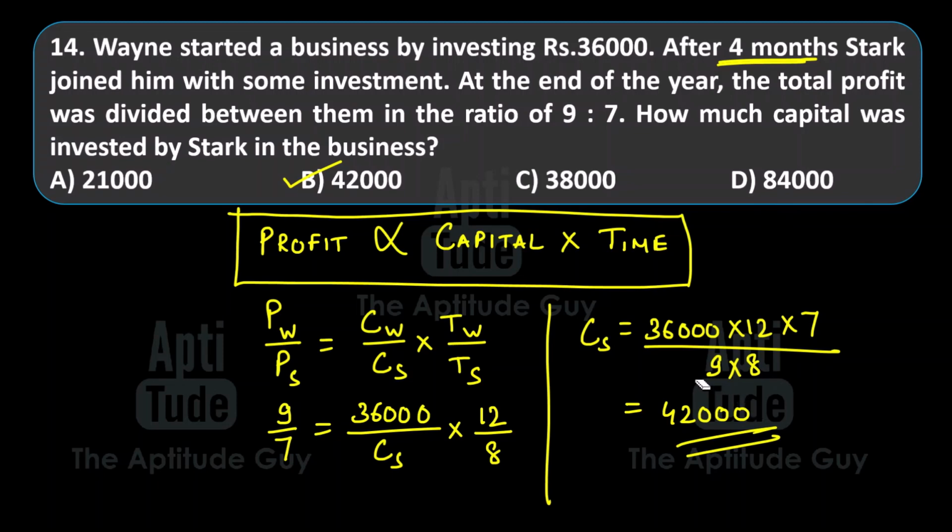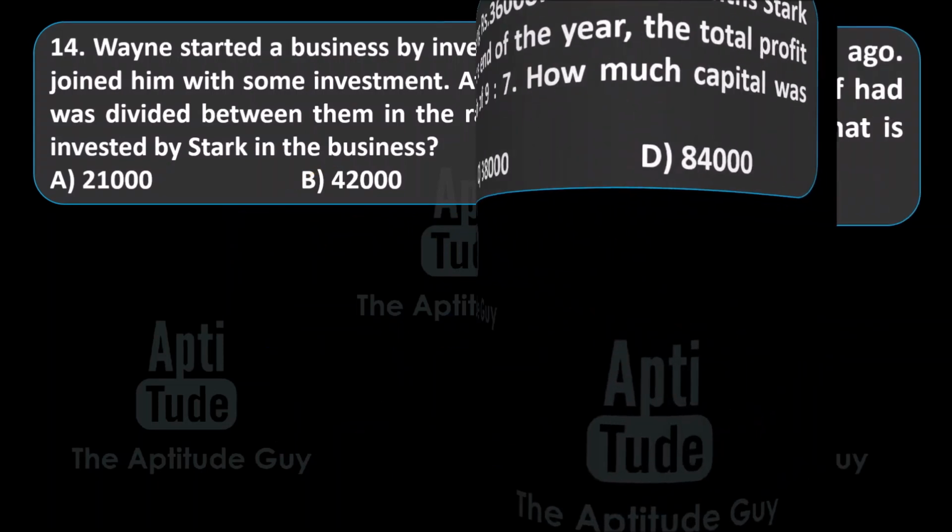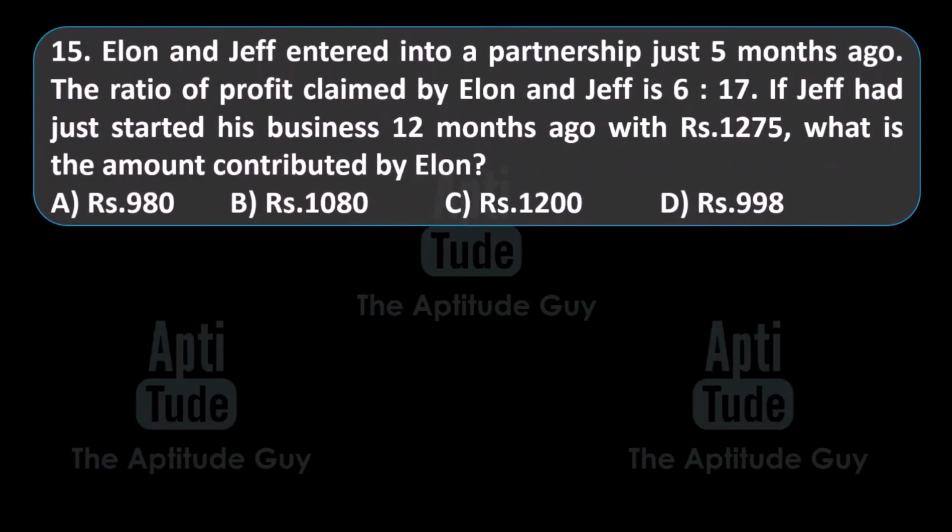Okay? Very simple stuff. Profit, capital, time. That's all. Any doubts here? Definitely drop them in the comments. And if you understood the whole thing, you will definitely be able to solve the next question. Pause the video, try to solve it, and then come back.